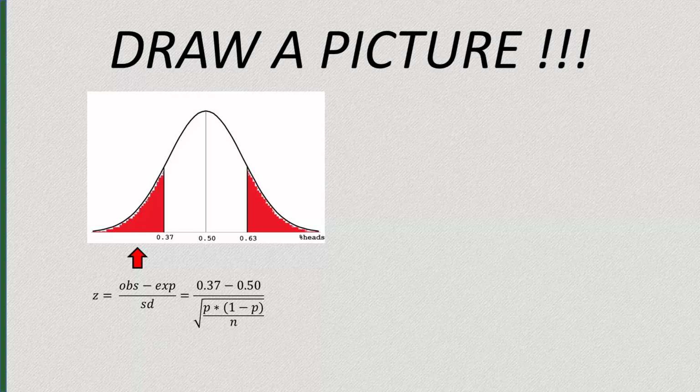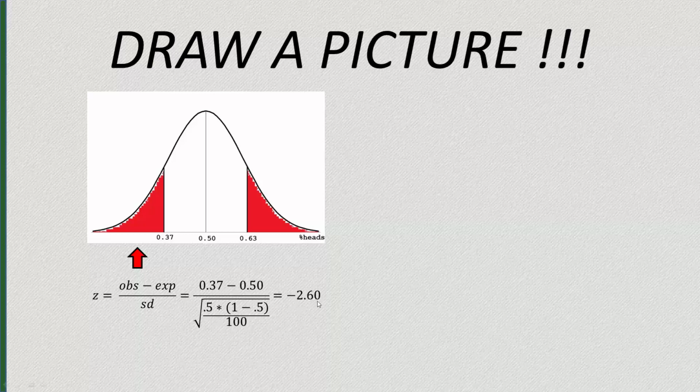Okay, do we use 0.37 for p, or do we use 0.5 for p? It's a good question. I'm glad you asked it. We use the 0.5. Why? Remember what we're asking here. We're saying if the coin is fair, could we get 63 heads, 37 tails? So if the coin is fair, there will be this much variability in a set of 100 coin tosses.